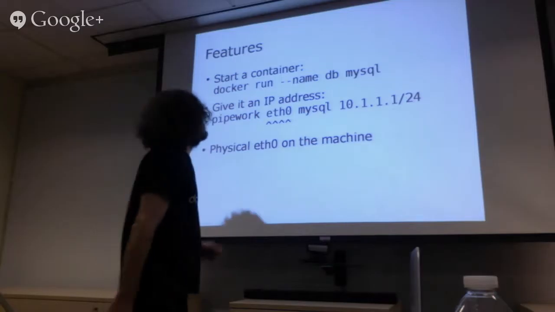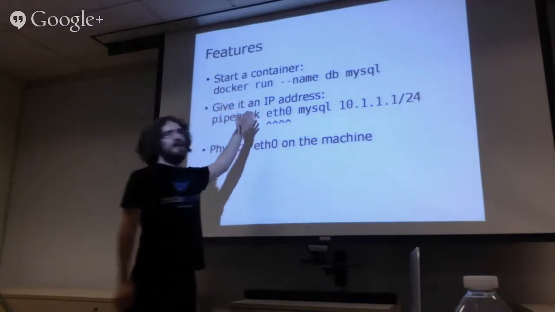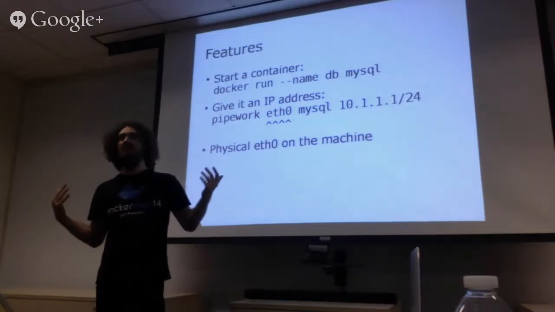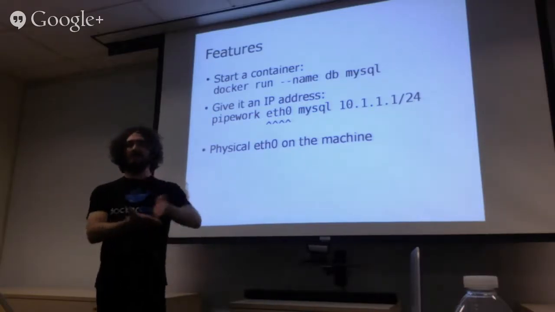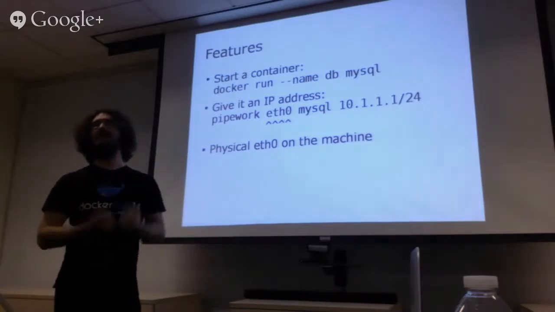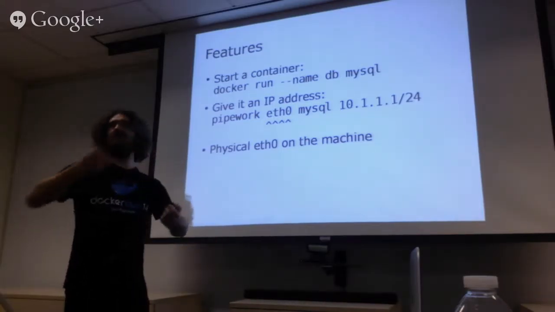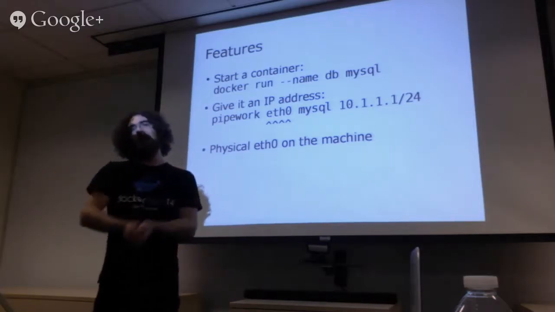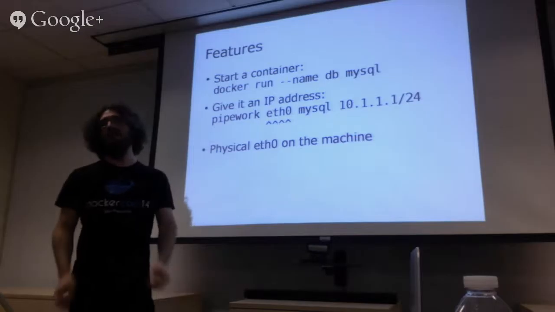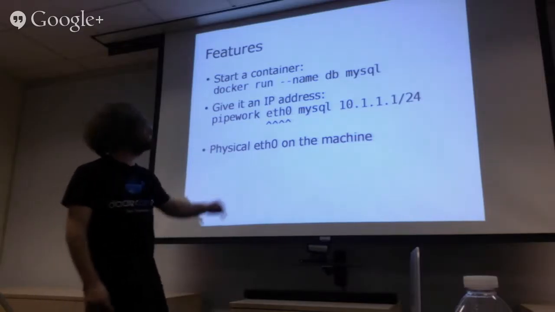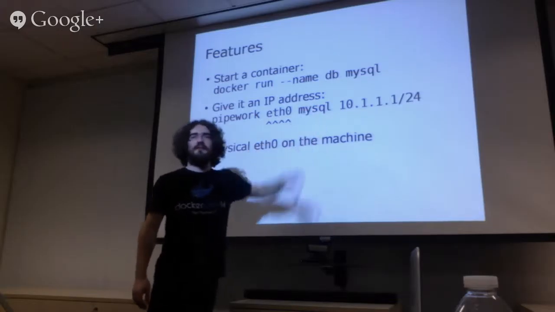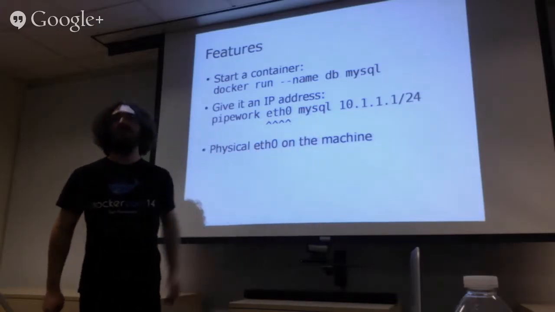Basically, the container will have a new interface by default, ETH1. So it keeps the existing connection, but it adds a new connection, and it's exactly as if this interface was hooked in parallel to the physical interface of the machine, or virtually, if it's a VM. And then from the container, I can send traffic from 10-something, and it will go over the physical network.